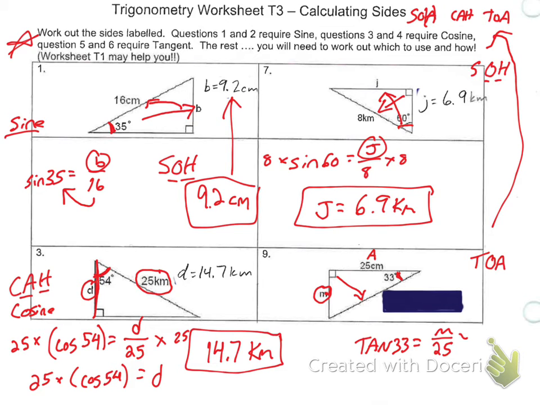So then I'm going to multiply both sides by 25 to get M alone. Then in the calculator, I'll just do 25 times. Now you could also do this too. You could just do tan 33 and hit equals. That's going to give you a large decimal, and then multiply that by 25 and hit equals. So it'll be 16.23. So M is going to be equal to 16.2 centimeters.